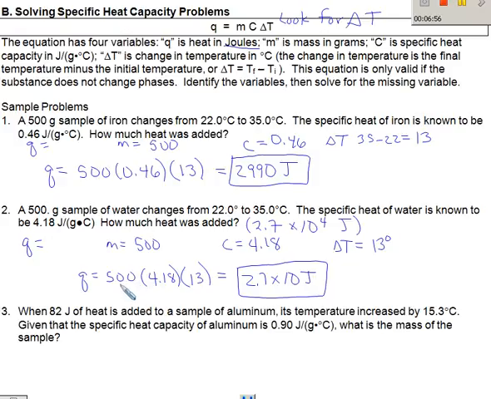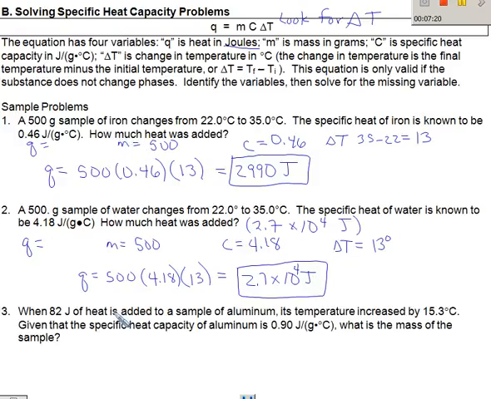Note that this is almost the exact same problem, except instead of using iron, we're using water, so that the heat capacity has almost gone up by a factor of 10. So we see that it takes a great deal more heat to increase the temperature of water by 13 degrees than it does to increase the temperature of iron.